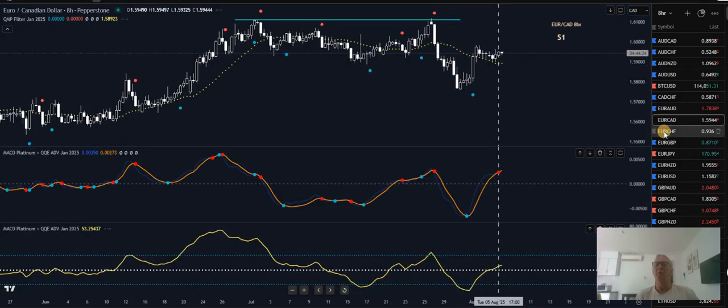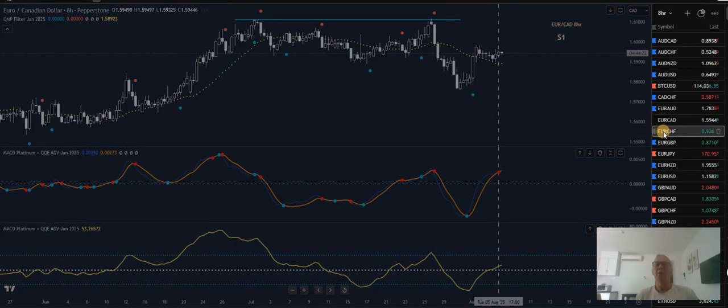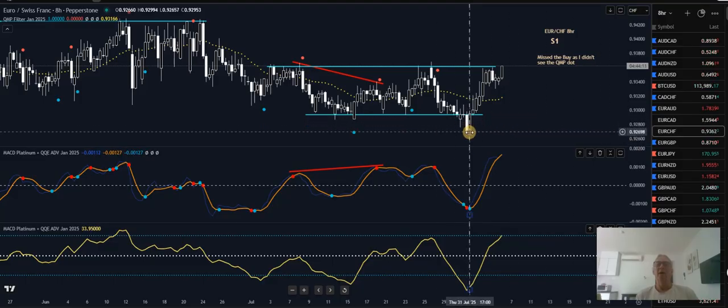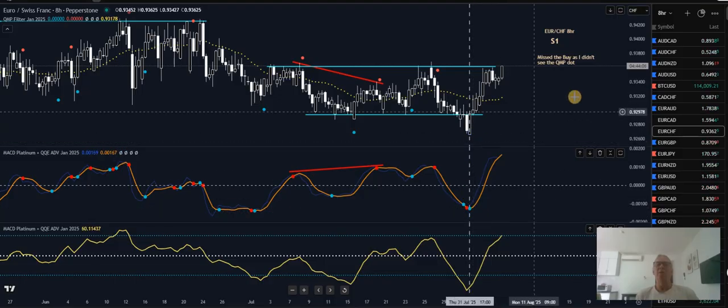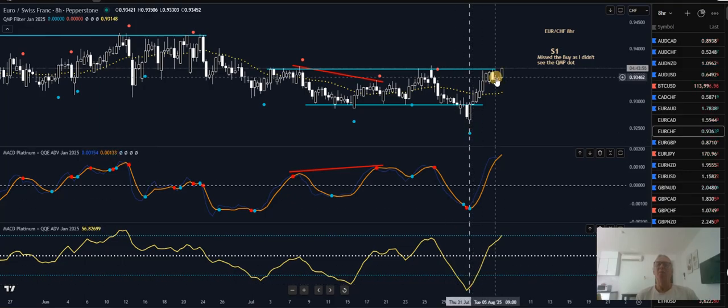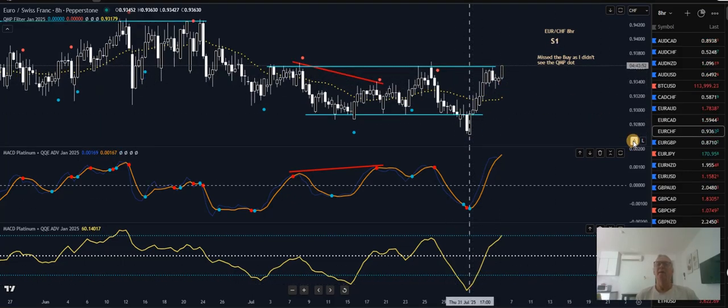Euro CAD, nothing on. Nothing happening. Now, Euro Swiss. There's a note here. I missed the buy signal. See, with my chart the way it is, just on auto, I was half asleep, and there's a blue dot on the MACD Platinum below the 0 level. All I should have done, and I've got to get in the habit of doing it, is just scrunch it up, and there's that blue dot, and I missed it. That would have been a nice QQE trade. It's gone up nicely, and I missed it. Silly me.